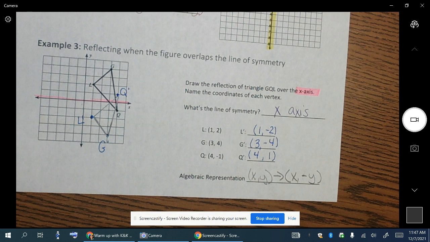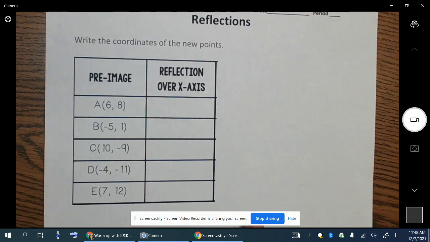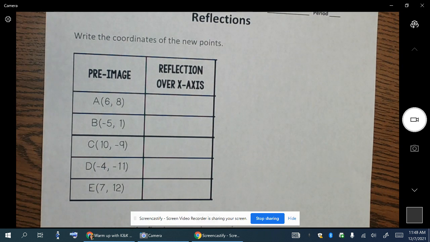And I'm going to give you just a minute to find the points of the new shape without a picture. So you have to ask yourself, what am I flipping over and what is the algebra rule? Okay, so just take a minute to fill these points in. Look at your notes and see what the rule is. I want you to try it by yourself.